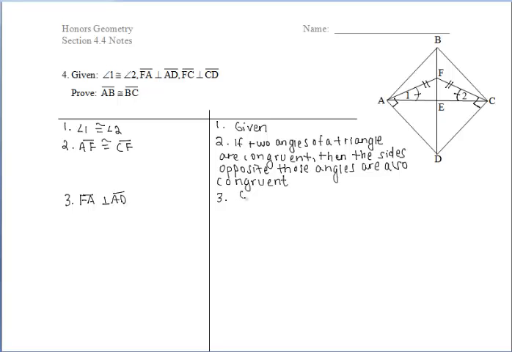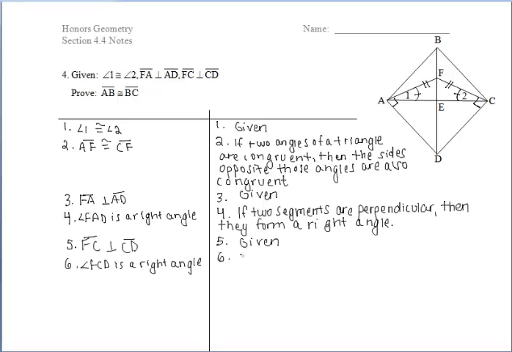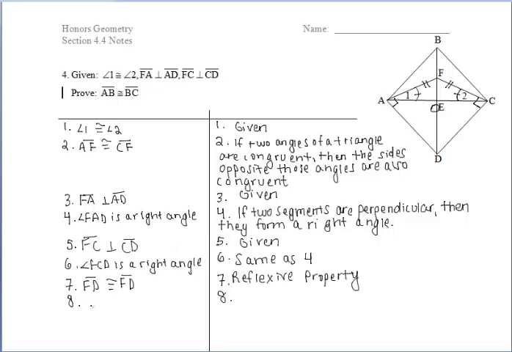Then I worked with the perpendicular segments that we were given, and I listed the right angles that we got from those. So we know that angles FAD and FCD are right angles because if two segments are perpendicular, then they form a right angle. From there, I recognized that triangles FAD and FCD could be proven congruent by HL. So I used the reflexive property on segment FD for the hypotenuses of those triangles, and then we already had the legs FA and FC congruent from step 2. So I said that the two triangles FAD and FCD are congruent by HL.